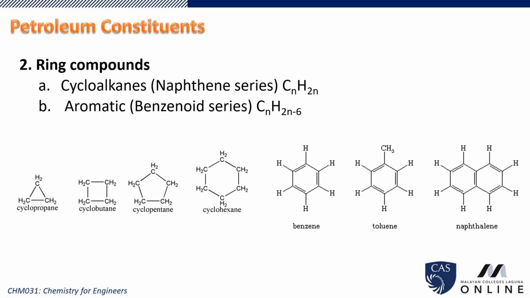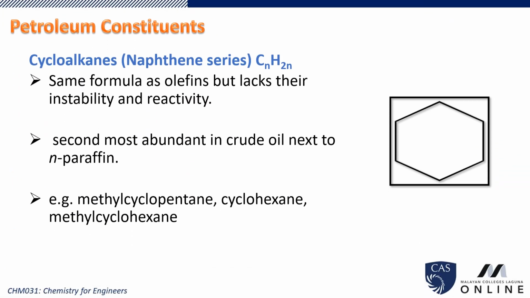Next, we have cycloalkanes and aromatics. These fall under ring compounds. This structure influences stability and combustion behavior. Cycloalkanes have the same formula as alkenes but are more stable. They are the second most abundant group in crude oil composition, and their stability makes them important in terms of the fuel composition.